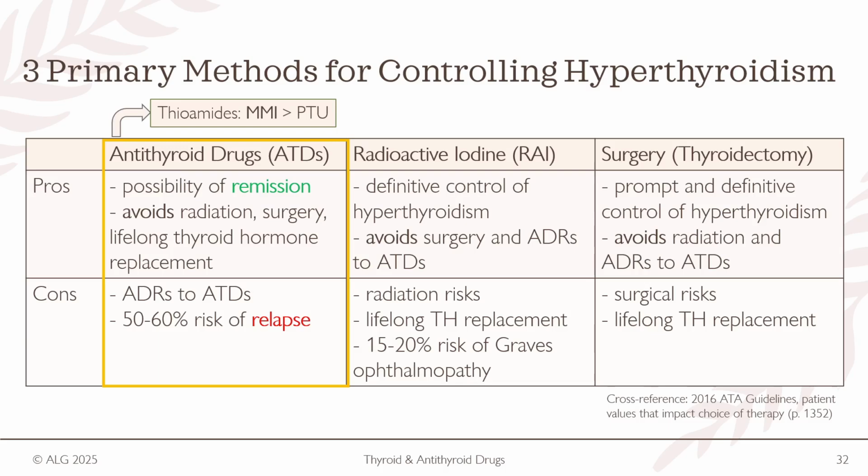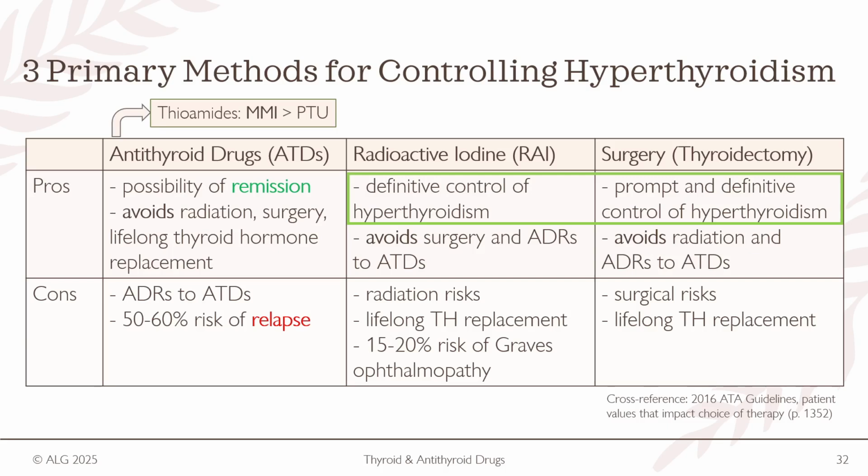Especially in smokers, those with persistently elevated TSH receptor antibodies, and those with large goiters. With RAI and surgery, patients are assured of a definitive control of hyperthyroidism. Control is more rapidly seen with surgery than with RAI, but of course, not many patients would choose surgery due to intraoperative and postoperative surgical risk.